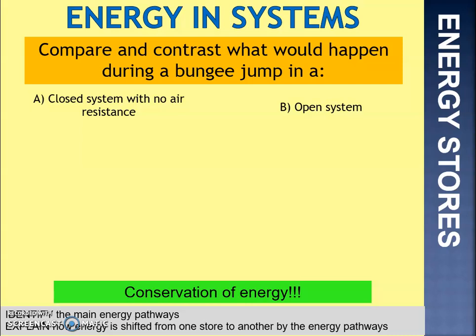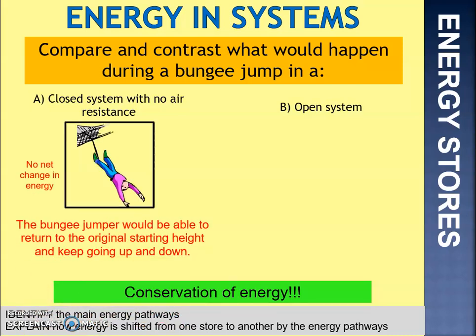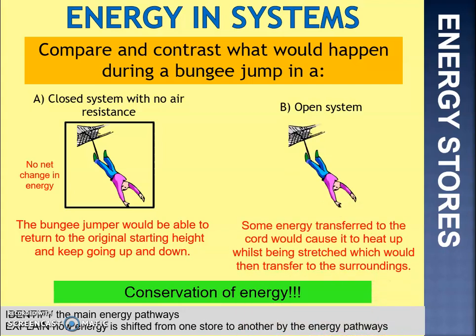If we had a bungee jump that was in a closed system with no air resistance, what would happen? Well, there's no net change in energy there. There's no energy leaving or going into the system. So the bungee jumper would jump, go down to their full extension, and then start to come back up. But they would come back to their original height where they jumped from. Then go down, back to the lowest point, back up to their original height, and continue doing up and down for eternity.